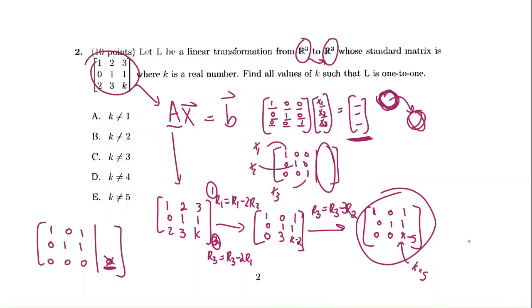So in the event that it's 1-to-1, you want to have a unique solution, which is why we want this matrix to be able to be reduced to the identity matrix. And the only way that it cannot be reduced is if k is equal to 5. So when k is not equal to 5, you will get a unique solution for this transformation, and the transformation will be 1-to-1.